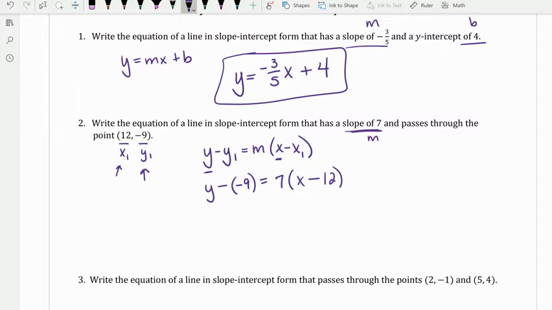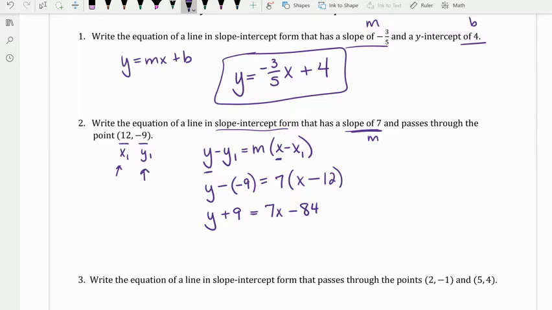Okay. Then I'm just going to simplify and get y by itself so that I end up in slope-intercept form again. So y, when I have my negative 9, that turns into just plus 9. Remember, the double negative becomes addition. And then on the other side, I'm going to distribute the 7. So 7 times x is 7x. 7 times negative 12 will give us a negative 84.